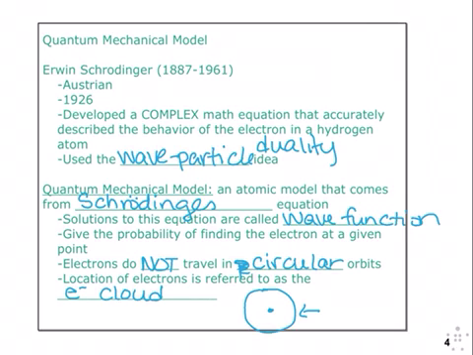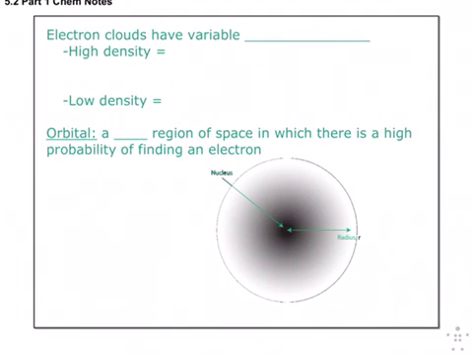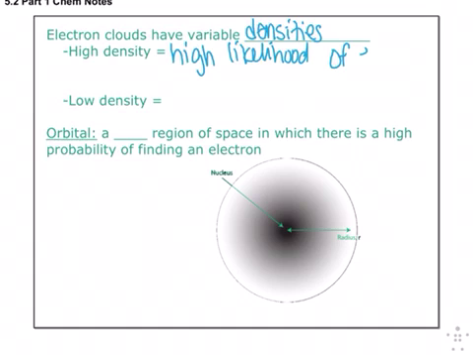This works to kind of think about it in a two-dimensional sense, but atoms exist as 3 dimensions. And so that's what this model takes into account, is that 3rd dimension. So the electron clouds have variable densities. In a high density electron cloud, there is a high likelihood of electrons being in that area.